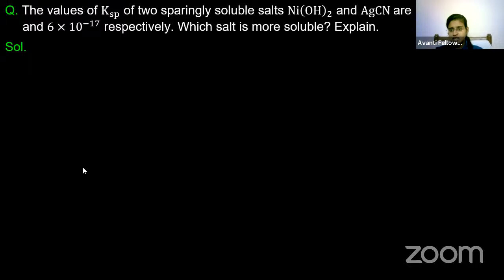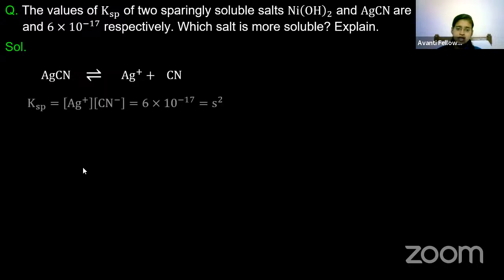If this kind of questions are asked to you, first of all, you have to take the compounds and write the reaction for it. So if I take AgCN, it will be separated into Ag plus and CN minus, right? KSP will be Ag plus concentration into CN minus concentration, and that is given as 6 into 10 to the power minus 17. And we know that the solubility will be S and S. So it is S square. So S square is equal to 6 into 10 to the power minus 17.